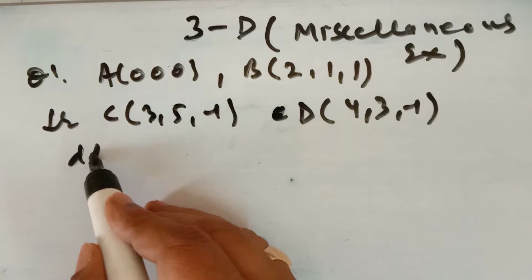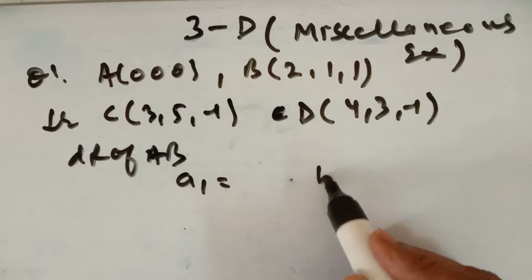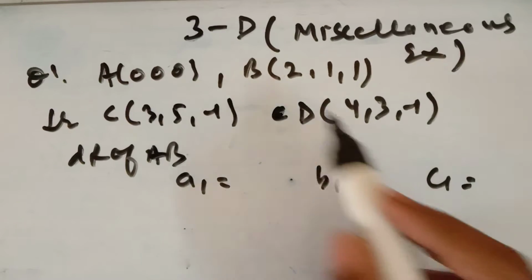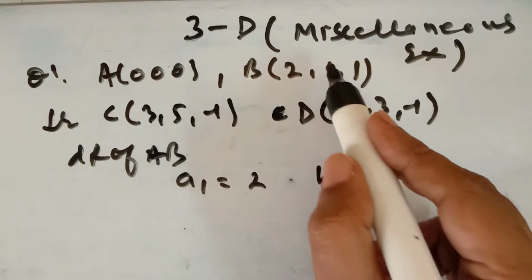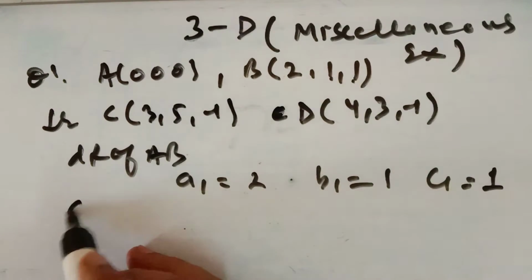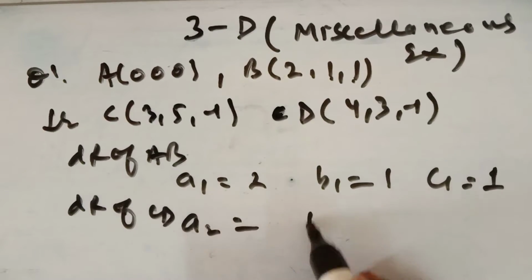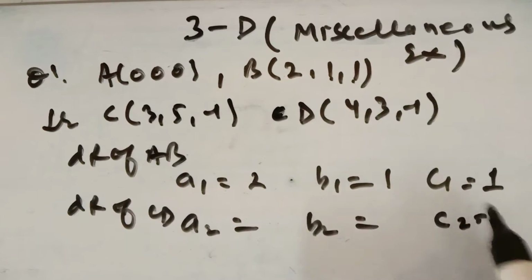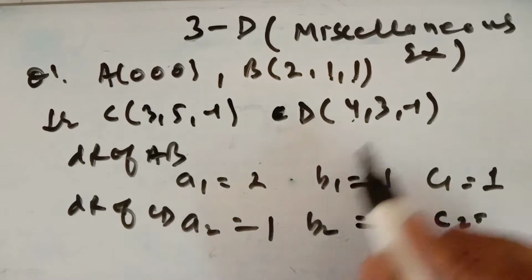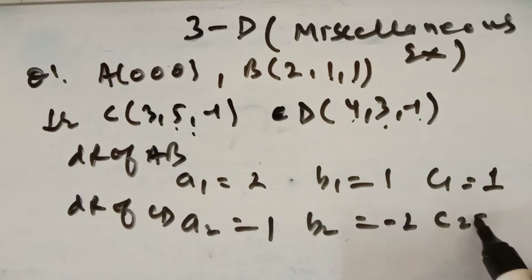So find the direction ratio of AB, let us call it A1, B1 and C1. So x2 minus x1, y2 minus y1, z2 minus z1. Similarly, find the direction ratio of CD, let us call it A2, B2 and C2. So x2 minus x1, that is 1, y2 minus y1 is minus 2 and z2 minus z1 is 0.